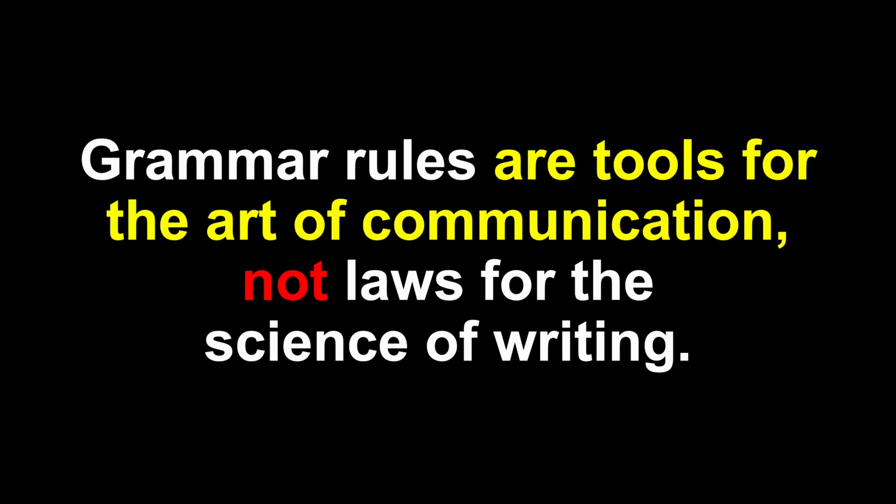Before we get started, keep this in mind. Grammar rules are tools for the art of communication. They're not laws for the science of writing. Language is an art. That's why the class is called English Language Arts, not the science of the English language or something like that. Science, math, that's where you study. If you do ABC in the right order, you'll get the exact same result every time. English, speaking, writing, any language really, is an art. There are many ways to do it, and you'll get many different effects depending on how you use it. So that's what we're talking about today.